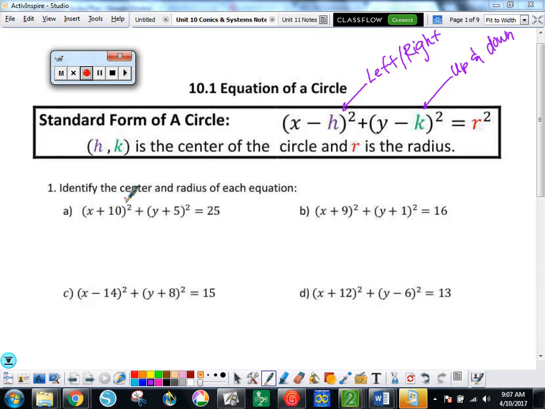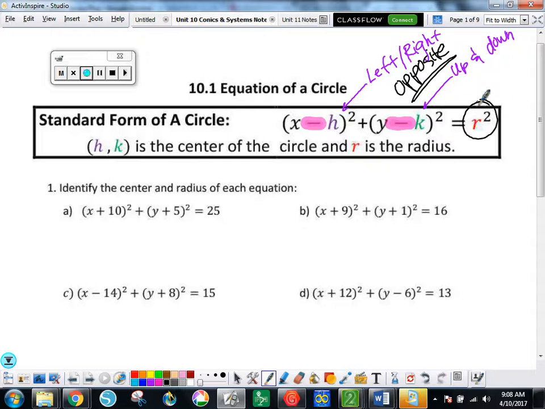Now because both of them have a minus right here and a minus right here, and right there and right there, you're going to go the opposite direction for both cases. The H and the K, because of how it moves, ends up being the center of the circle. And then R is the radius. Notice that this is R squared.